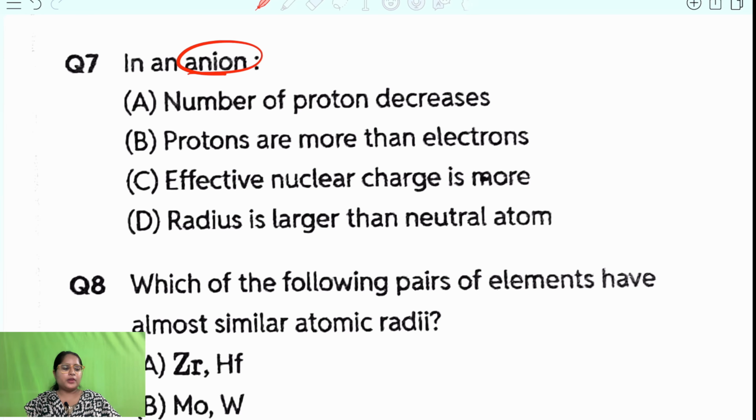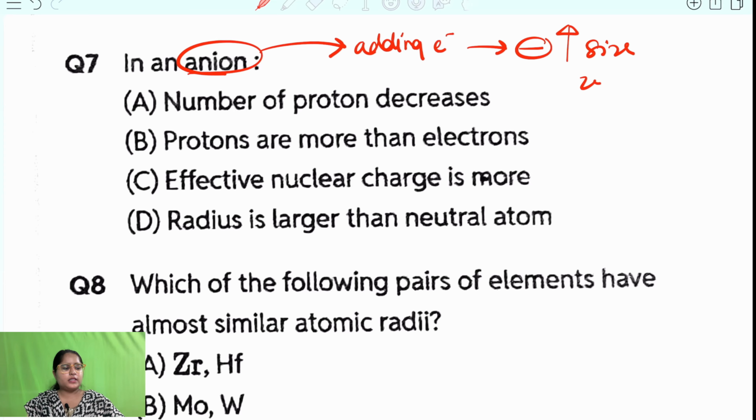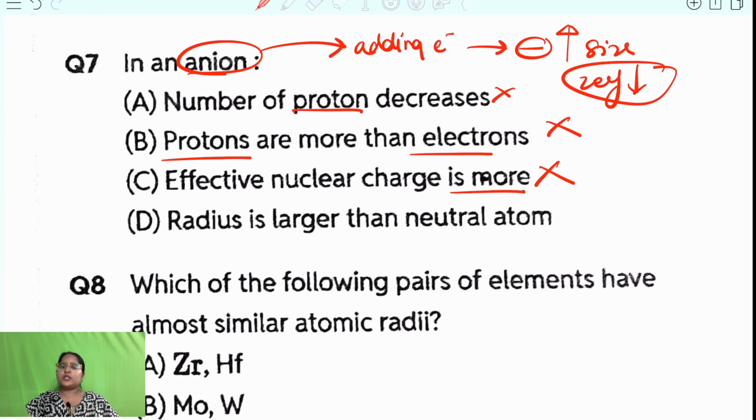In an anion, they are talking about an anion. So how to form an anion? By adding an electron, right? When we add an electron, negative charge will be there. So when the electron comes, repulsion will be there. So size will increase and effective nuclear charge will decrease, because we know just now we have seen size is inversely proportional to Z effective. Option number 1, proton we can't touch, neither increase nor decrease. Proton we can't remove, neither add. Proton more than electron, but we are adding electron, so electron should be more. Wrong option. Effective nuclear charge is more, no. More size, effective nuclear charge decreases.